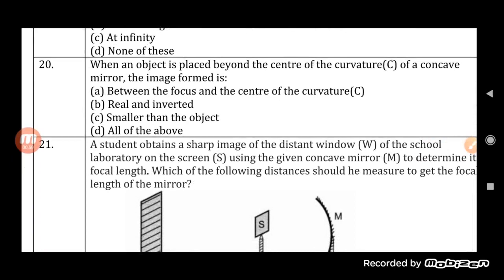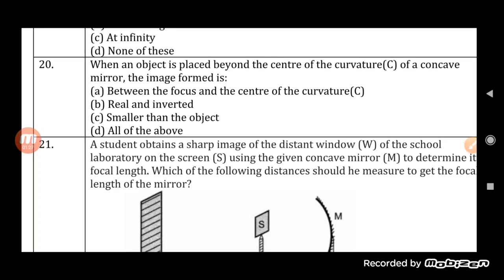Now, when an object is placed beyond the center of curvature of a concave mirror, the image formed is... Now you know that when the object is placed beyond C of a concave mirror, the image will be formed between the focus and the center of curvature.